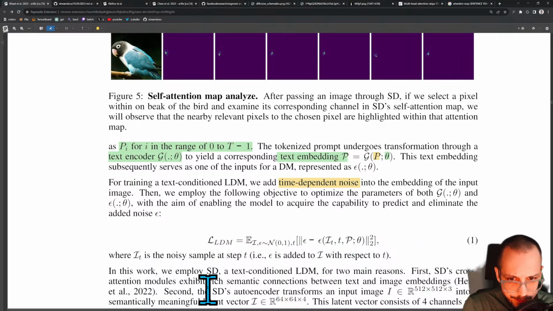Okay, so you have noise that is time dependent, right? And your latent diffusion model is going to be adding or removing that noise to the latent, which is that language that the encoder and the decoder communicate through.